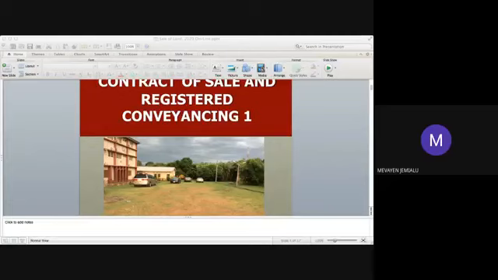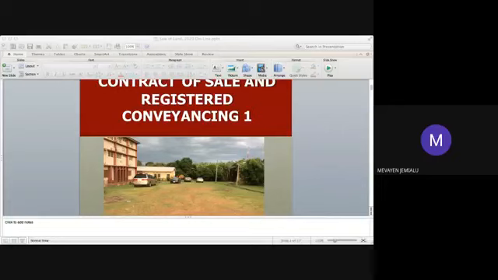Then by purchase, the fourth means of acquiring land is by purchase. This refers to outright sale by a holder of land who had acquired interest in that land through any of the means we've discussed so far, transferring the totality of his interest to the purchaser.